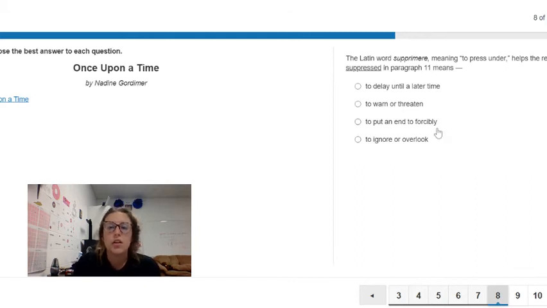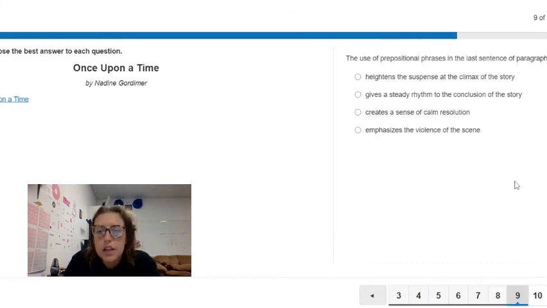So make sure that you're going back and actually reading it in the text, because to delay until a later time, that is also another definition of it, and to ignore and overlook. So those are 2 good answers, but not for this specific question, okay? C is the correct answer in this one.